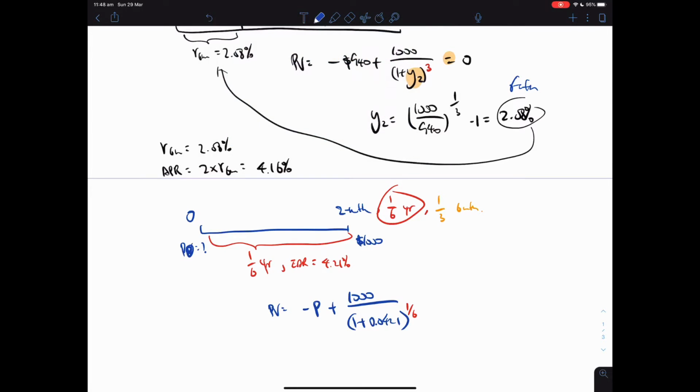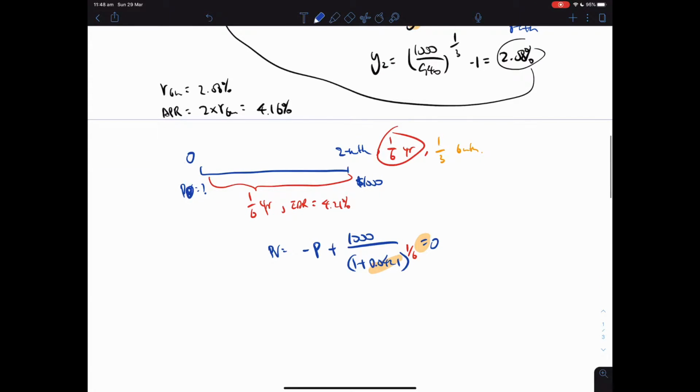And that equals 0. Why? Because that's the function of the yield to maturity. It sets minus price plus the future income to be 0, right? Solve it, you get price equals roughly 993.15.